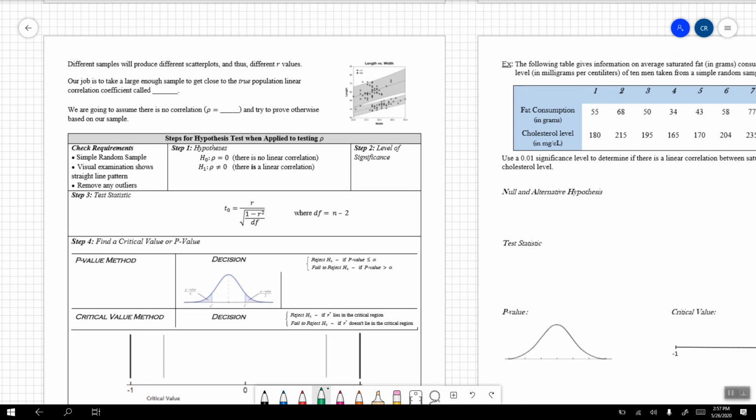All right, now, what we're going to be looking at here is identifying different samples that will produce different scatter plots and therefore produce different correlation coefficients. In other words, different R values. So what our job is, is to take large enough samples to get close to the true population linear coefficient called rho. So this is your Greek letter rho.